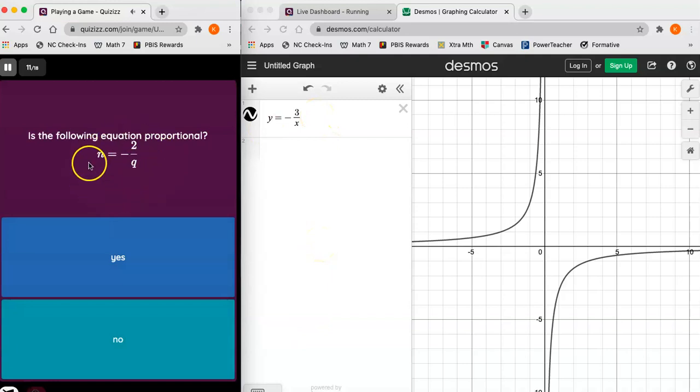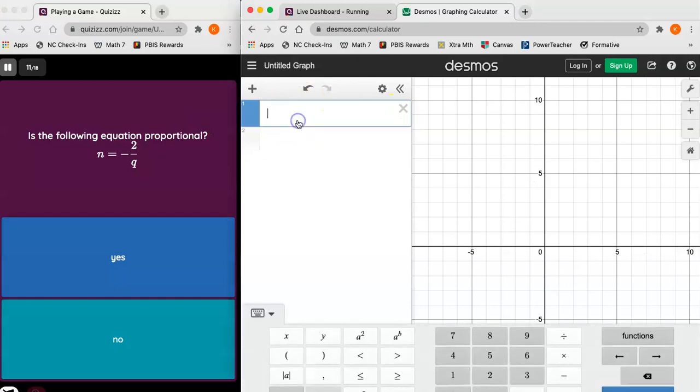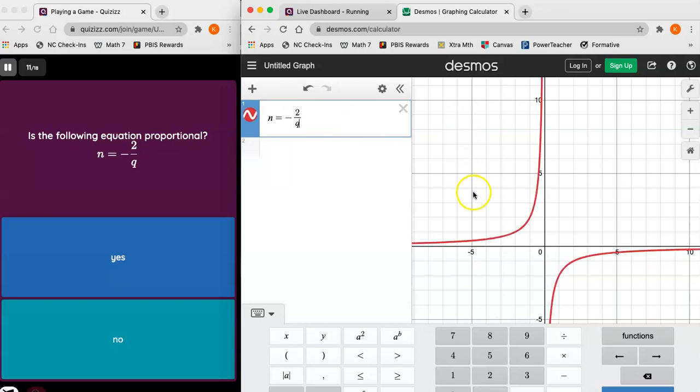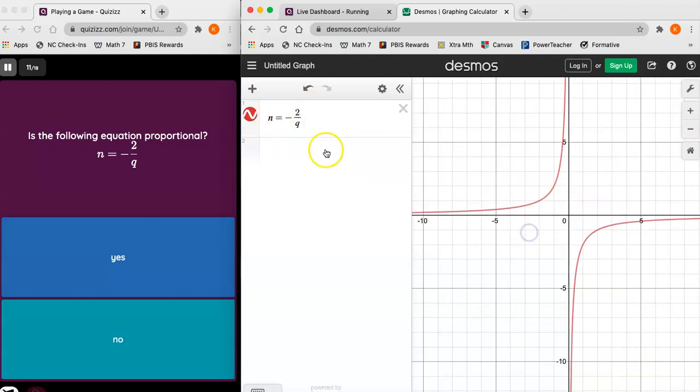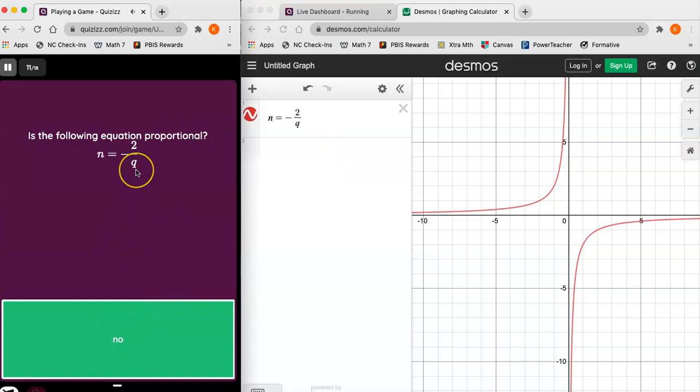All right, so don't get tripped up if they use other variables besides y and x. Notice that the variable here is in the denominator. So if we graph this, n equals negative 2 divided by q, you're going to see the same thing as if it said y equals negative 2 over x. So don't let that trip you up. The answer is no, because that variable's in the denominator.